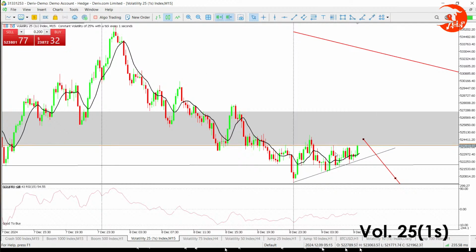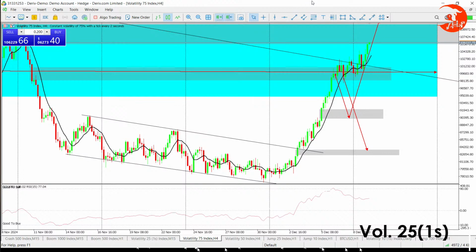As far as the trend is concerned, we are still looking for buys according to H1, H4, and D1. All right, that's it. Now we'll leave this at M15 and come back to it later. We want to confirm if this will turn out to be a pennant or a rising wedge. So we'll wait for whatever happens there. Now we head over to Volatility 75, Vol 75.